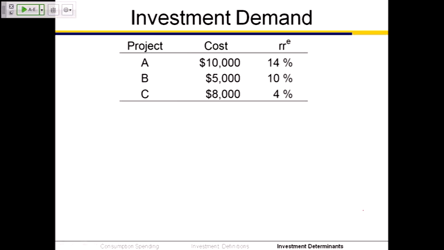And the third is project C. You have to call them A, B, and C because of corporate secrets and all that. The third is project C, which is an $8,000 project and has an expected rate of return of 4%. These are independent, so you can do all 3 and you get 14 on A and 10 on B and 4 on C, so the expected rates of return are independent. Suppose that interest rates are 2%.